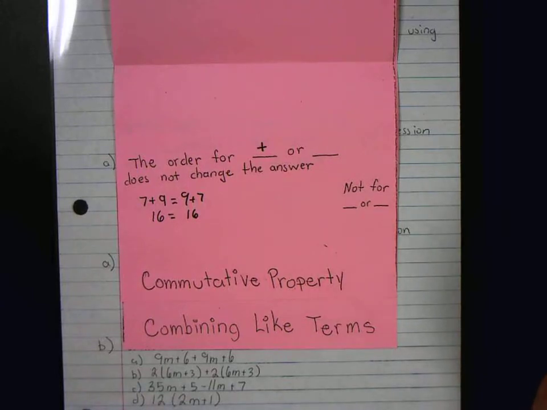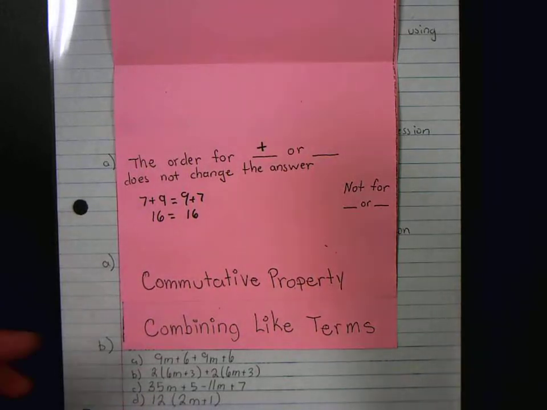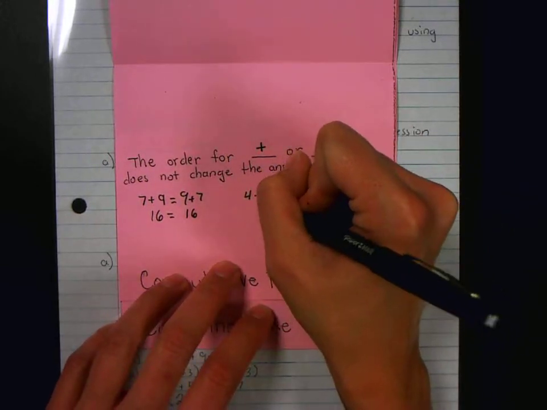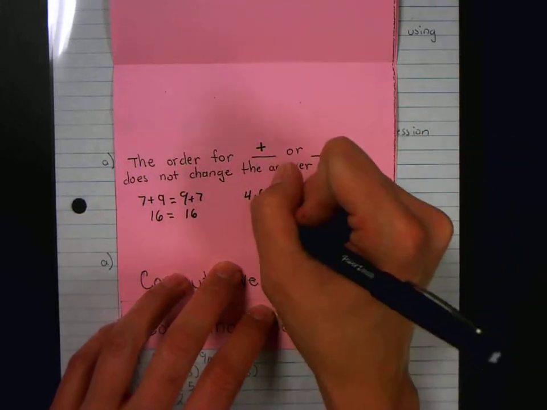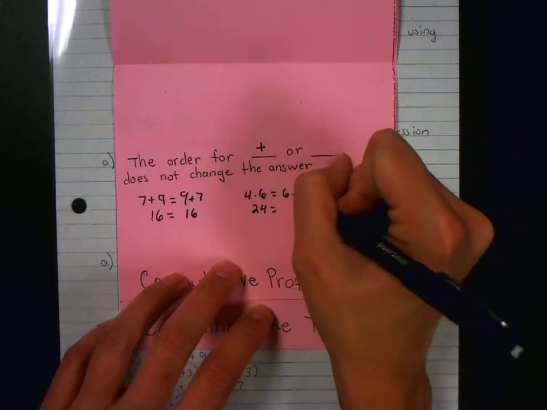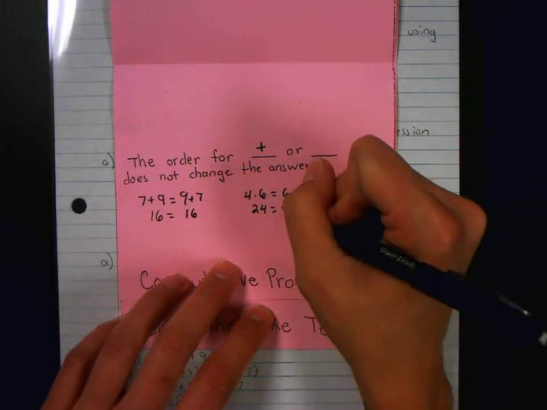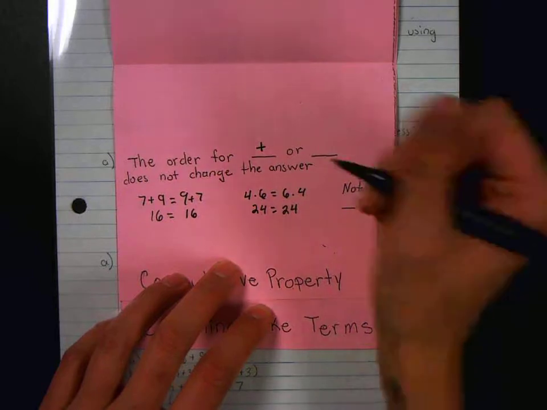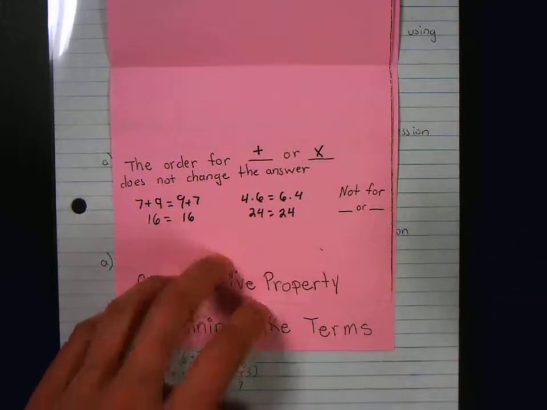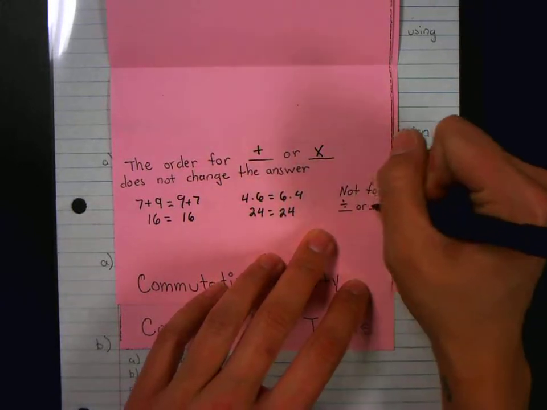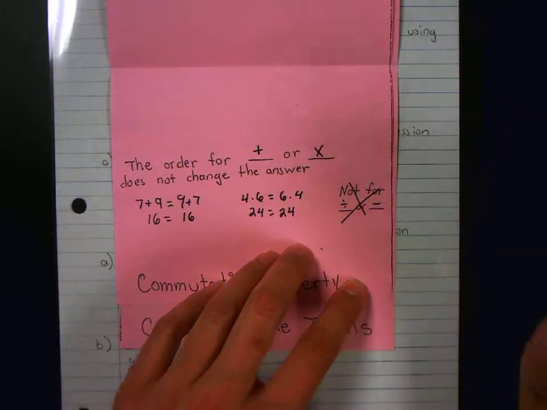Let's try another one. Let's try multiplication. Let's say 4 times 6. I know 4 times 6 is 24. What if I change the order of this? 6 times 4 is still 24. So this holds true for multiplication and addition. Because it holds true for multiplication and addition, it unfortunately does not hold true for division or subtraction.